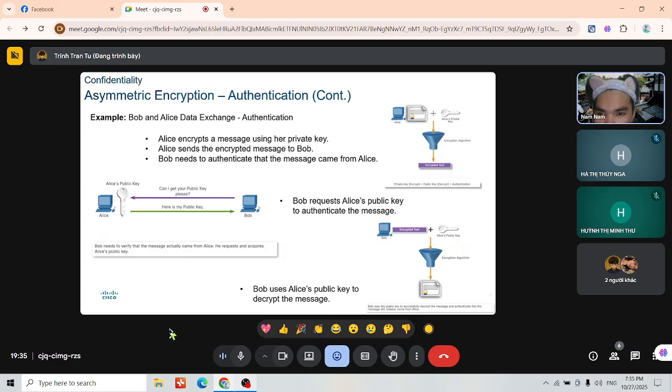Example: Bob and Alice authenticate the application. Alice encrypts a message using her private key. Alice sends the encrypted message to Bob. Bob needs to authenticate that the message comes from Alice. Bob requests Alice's public key to authenticate the message. Bob uses Alice's public key to decrypt the message.